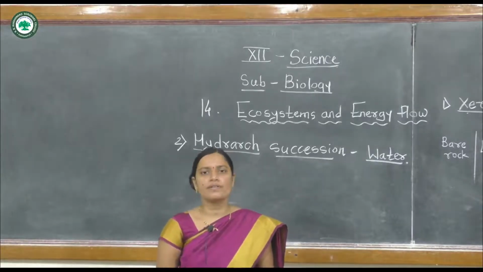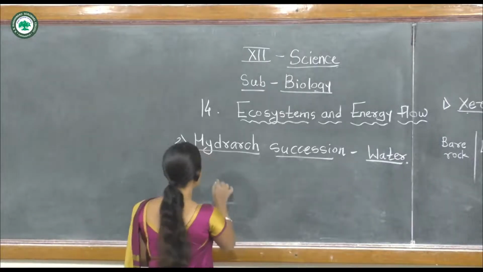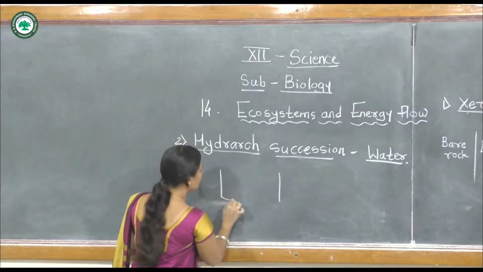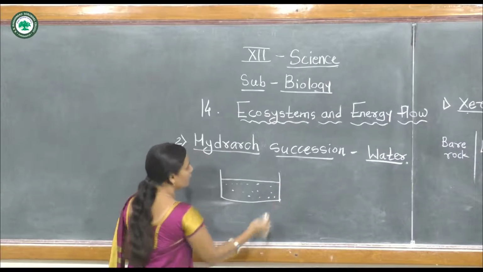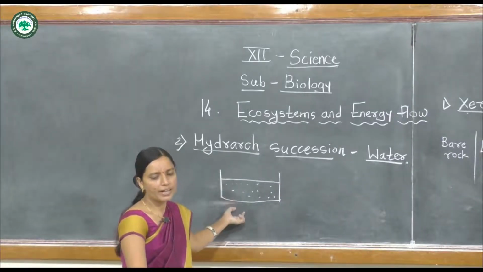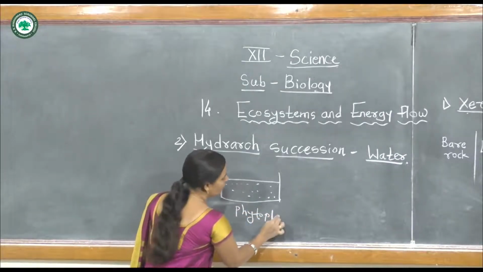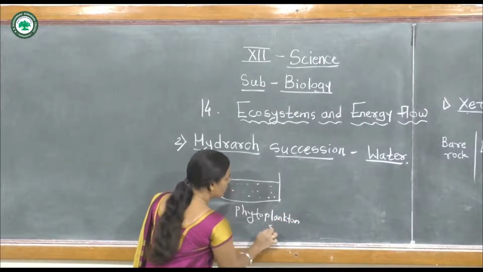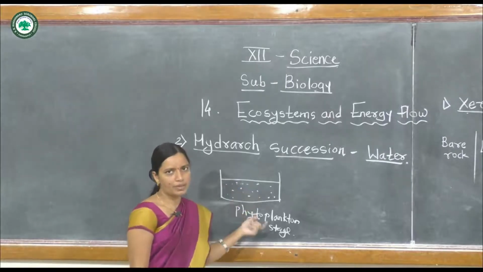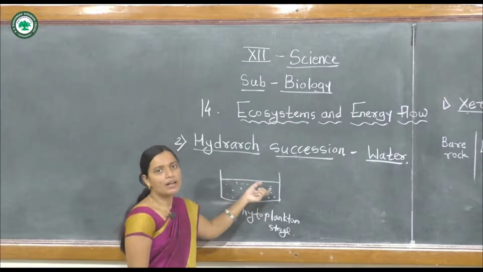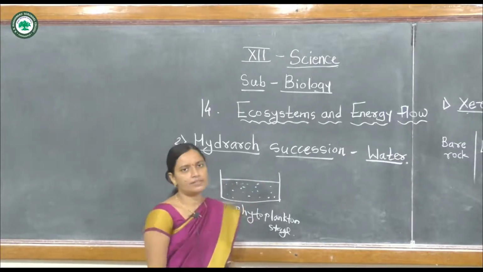There are some steps involved in hydrarch succession. The first stage is the phytoplankton stage. Phytoplankton means some organisms, like microscopic plants, are present in the water body. It is the first stage of hydrarch succession.